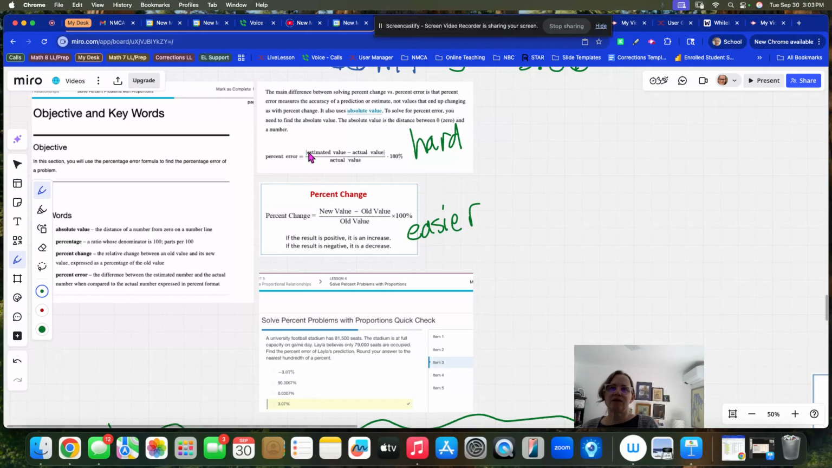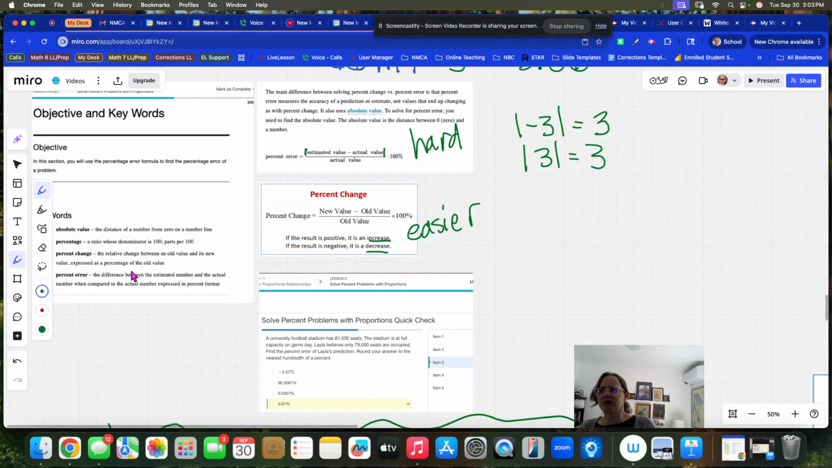Okay, so the hard way is this formula. It's got absolute value in it. Remember that absolute value just makes everything positive. The absolute value of -3 is +3. The absolute value of +3 is still +3. It makes everything positive. But what you can think about is, if you get a negative number, that's a decrease. If you get a positive number, that's an increase. Then you don't have to mess with the absolute value. But the idea of percent of change is the relative change between the old value and the new value, expressed as a percentage of the old value.